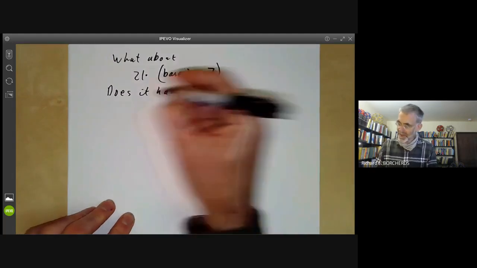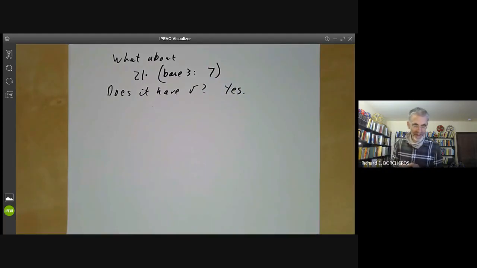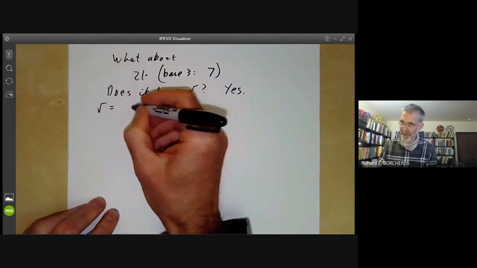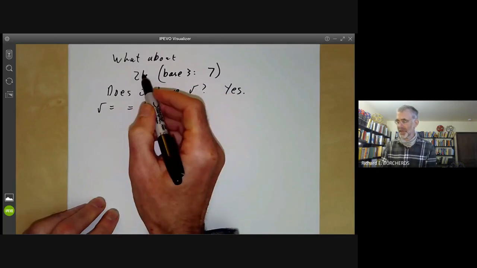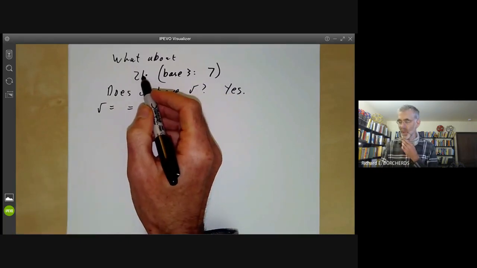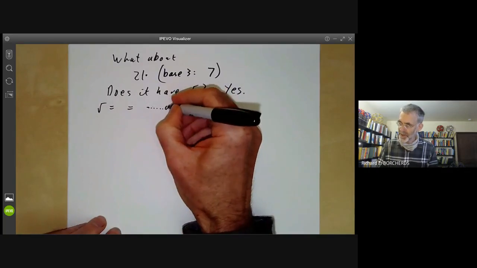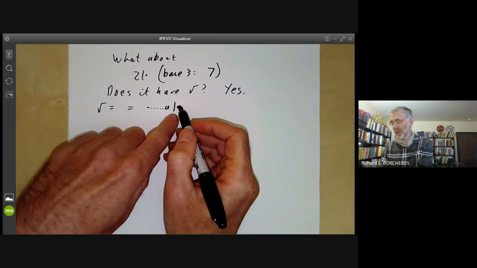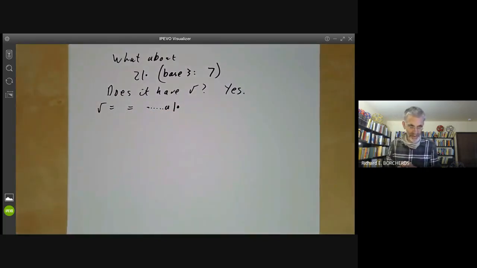And the answer is yes, 7 does have a square root in the p-adics. Let's try and calculate it. So what's its square root going to be? Well, it's going to be something, something, something, and then the last digit has to square to 1. So it can either be 1 or 2, and we're going to take the last digit to be a 1. We could also take the last digit 2, which would give minus this square root.